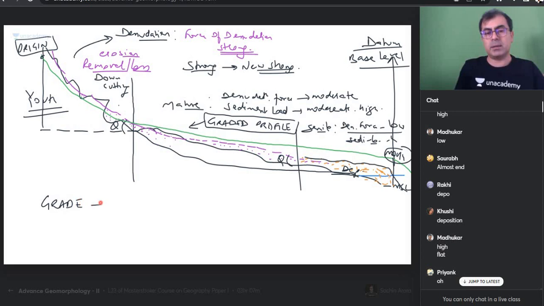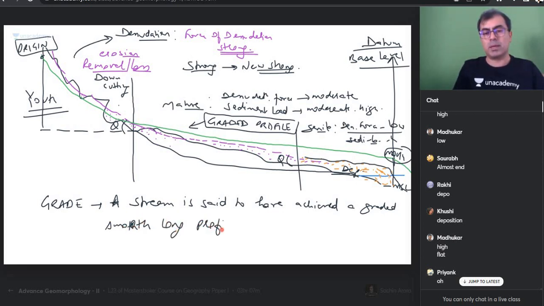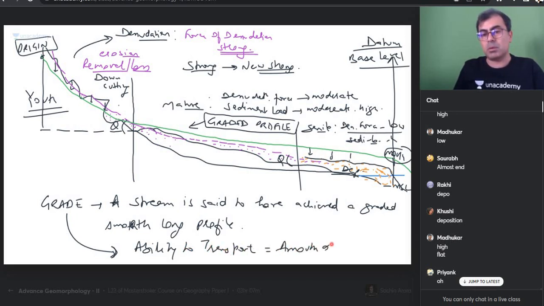And what is grade? A stream is said to have achieved a graded, smooth, long profile. When does grade come? All unevenness is removed. Wherever deposition has to happen, deposition has happened. Wherever erosion has to happen, erosion has happened, and the slope is also smoothed. Do we get that? When the river reaches the grade, its ability to transport is equal to the amount of sediment to be transported. So nothing is being added, nothing is being reduced.